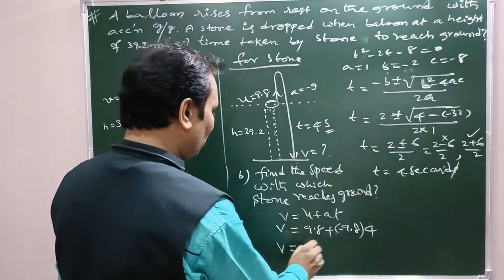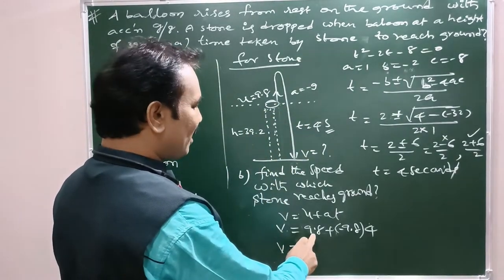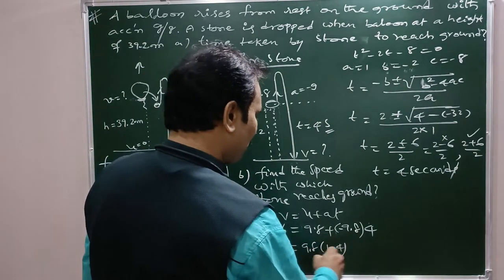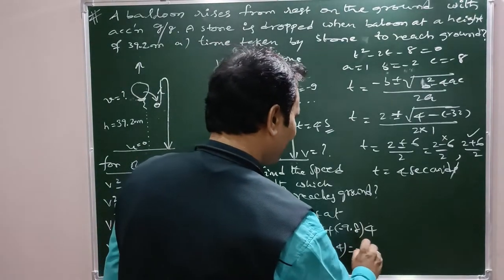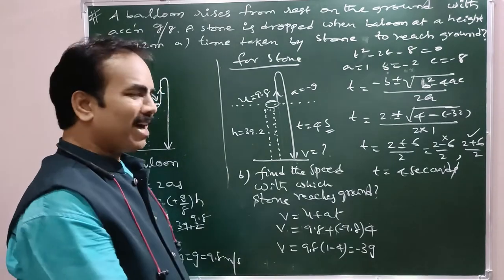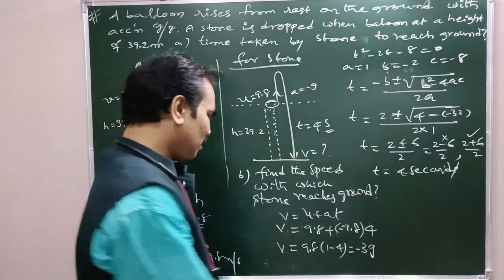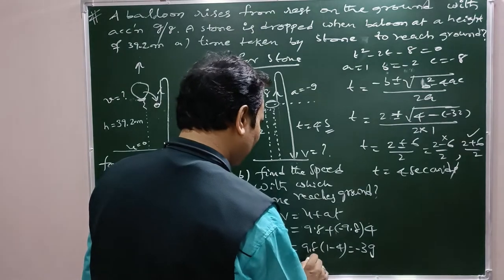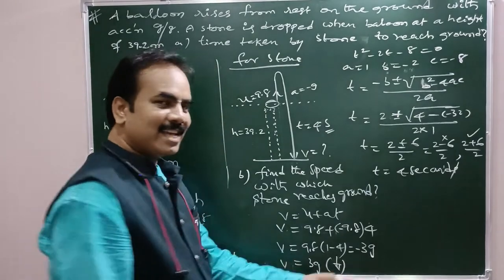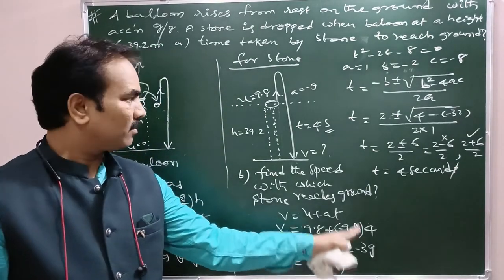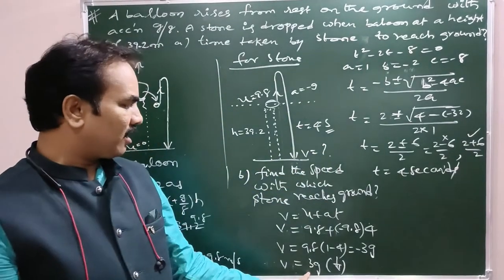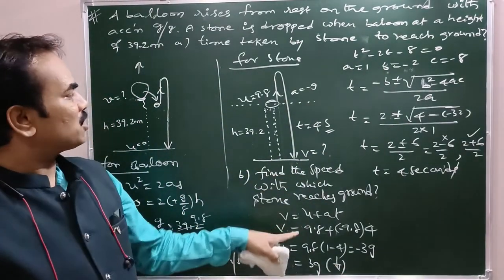Now v equal to 9.8 is common, 1 minus 4, that is 9.8 into minus 3, that is minus 3 into g. 9.8 means g. So v equals minus 3g. The negative sign gives the direction of motion. What is the direction of motion? Downwards, from the reference line. So 3g downwards. This is question number 2B.